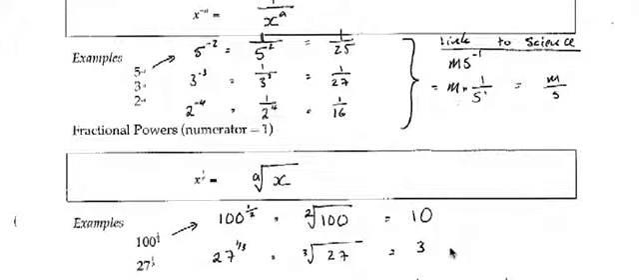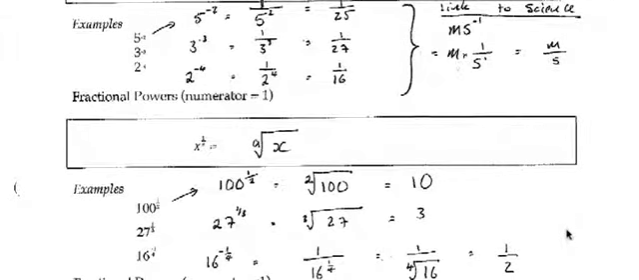Now the last example combines both of the two bits that we've done so far, negative powers and fractional powers. So freeze the screen, take a moment and see if you can have a go at it. What you should have got was a half.